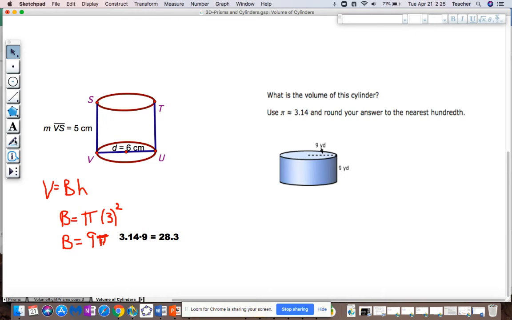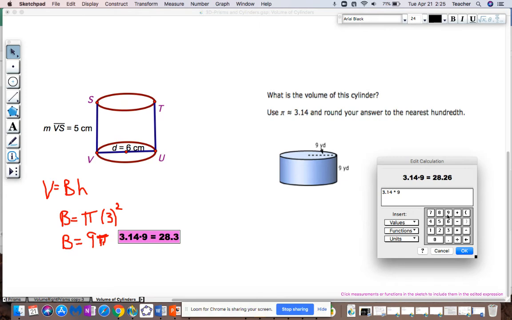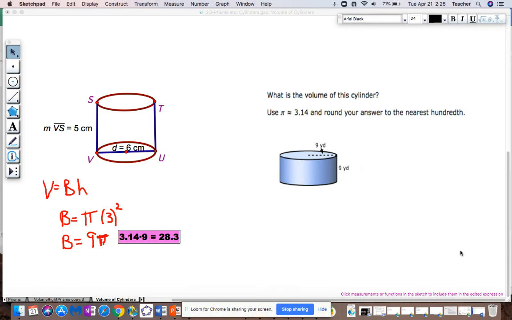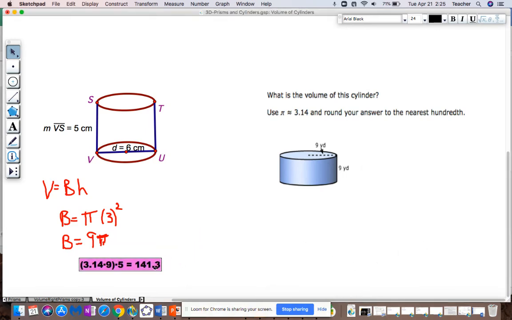I'm going to multiply that by 5. So that whole thing times 5, the true height of the cylinder, and that's what I get as my volume, 141.3. Area of the base times how tall it is. So this is an example. Now you see, what is the volume of the cylinder?